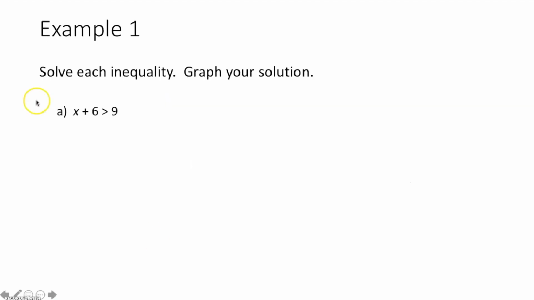Example time. So example 1, solve each inequality and graph your solution. So here, we just want to simplify, move, solve, just like we were doing. Can we simplify? No. Can we move our variable to the left? Oh, it's already done. Perfect. Move our constants to the right then.